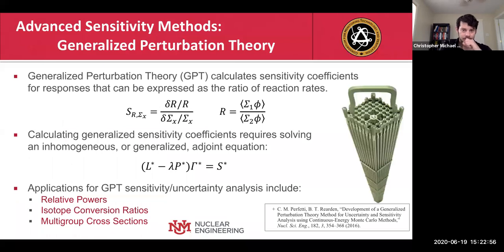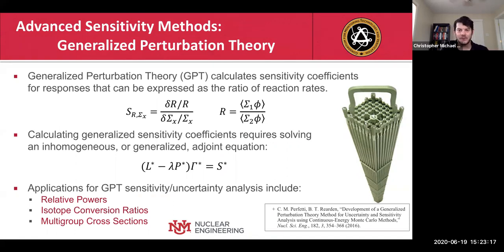So one project that we did was trying to use these sensitivities to optimize reaction rates and ratios of reaction rates. So one of the pieces of work I'm the most proud of is I figured out algorithms to compute generalized sensitivity coefficients using continuous energy Monte Carlo.